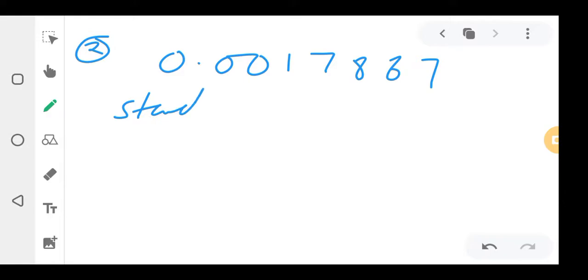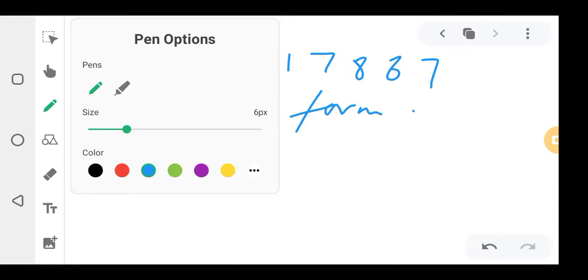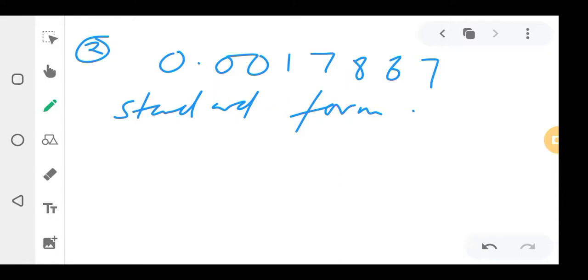We're writing these numbers in standard form, 0.0017867. So first we write this in standard form. The decimal point moves how many steps? 1, 2, 3. It goes where the first number is, so it's coming where there's 1 there, in front of the number, not before the number. So it will be 1.7 times 10 to the power 1, 2, 3.